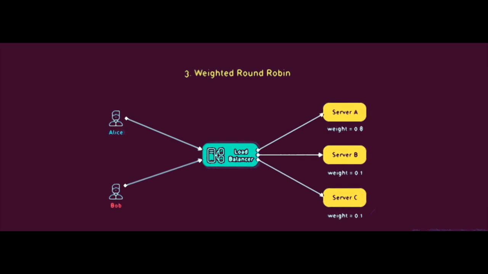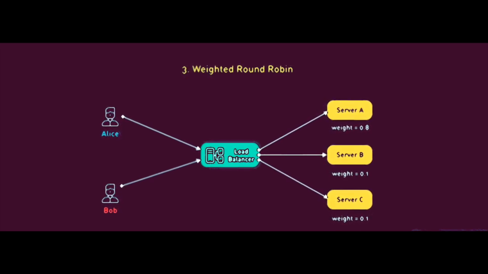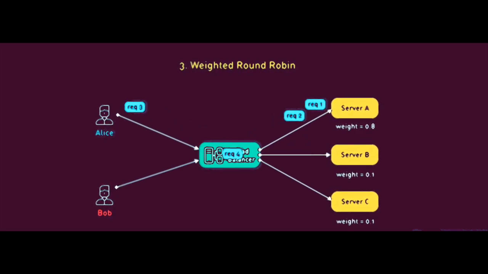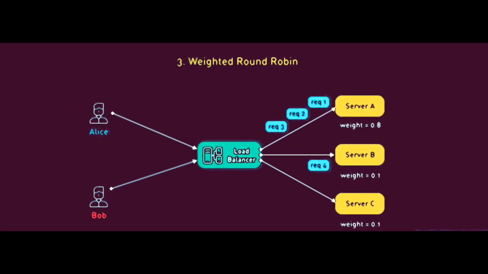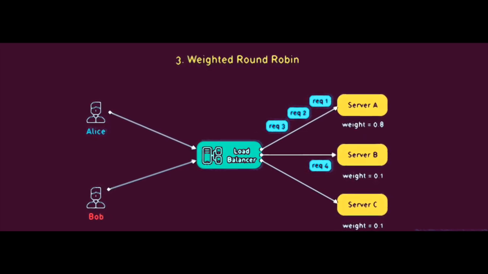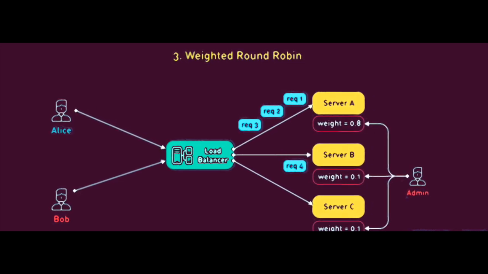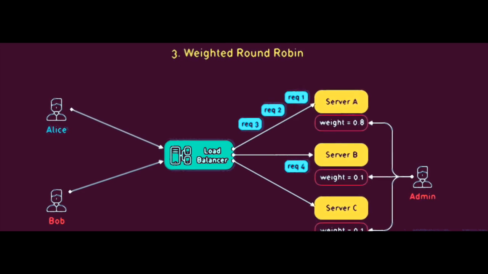Weighted round robin algorithm. Here, we assign different weights and priorities to different servers. The higher the weight or priority, the more requests are sent to that server. This algorithm accommodates heterogeneous server capabilities, but the weights are manually configured.